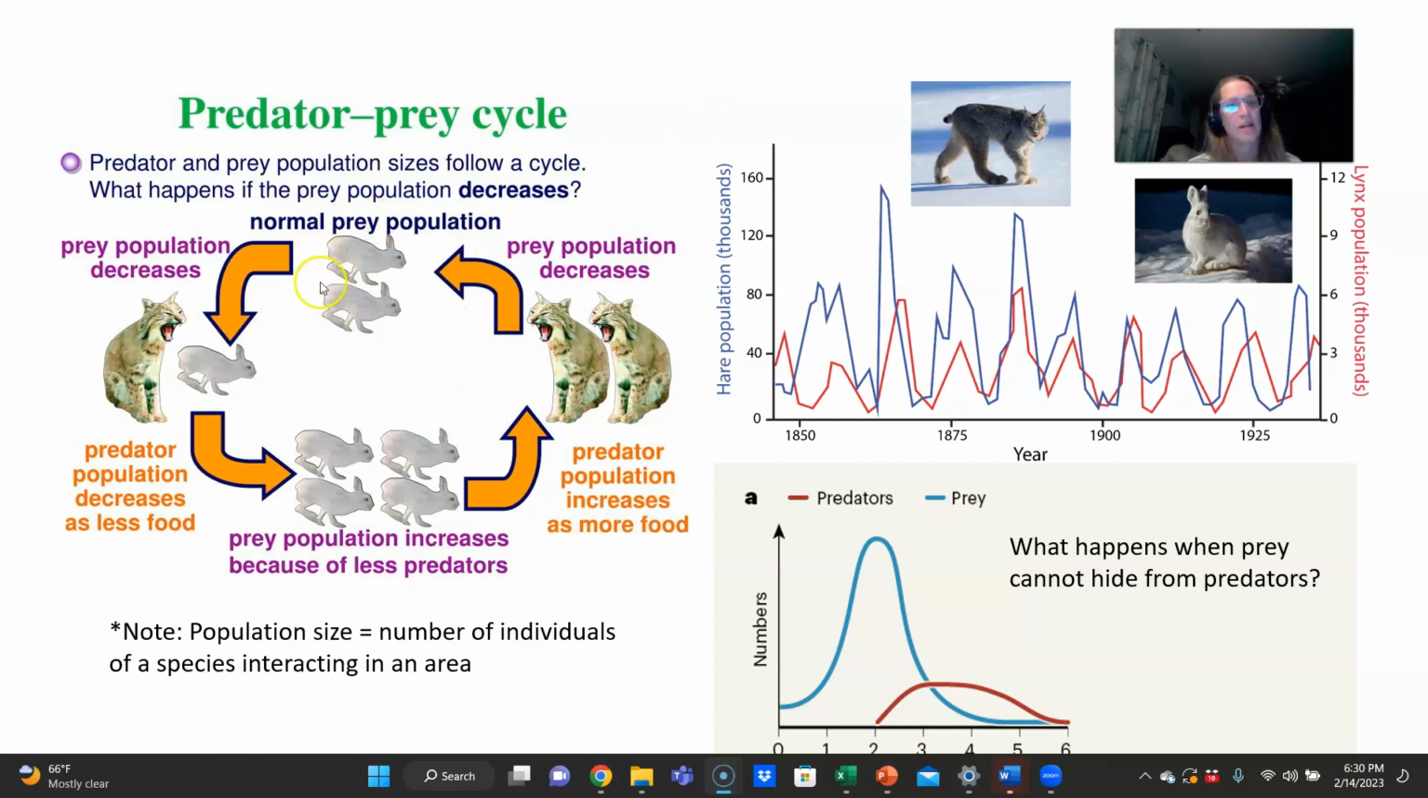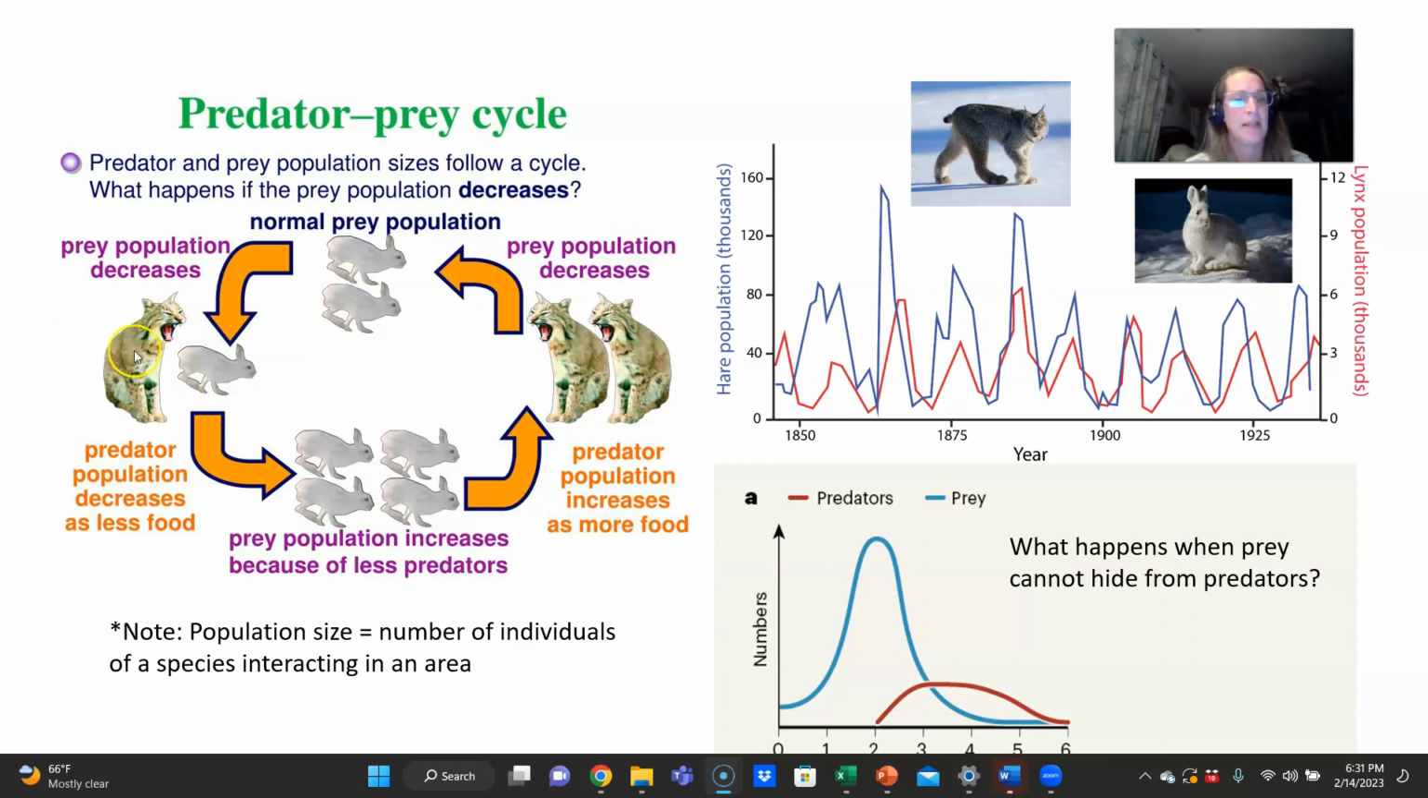So if we start on this side over here, let's begin with a normal prey population, which just means an average number of snowshoe hares. So we're going to start with the prey, the snowshoe hare. If something causes that prey population to decrease, let's say there was a drought, so their food, which could be grasses or seeds, becomes less available because there's not a lot of rain. So if the population of these hares decreases, what you see is that there are fewer hares for the predator to consume.